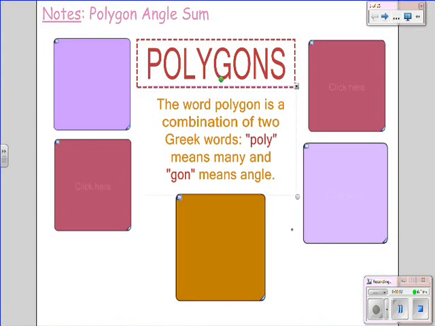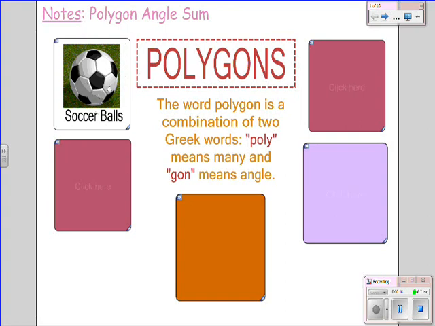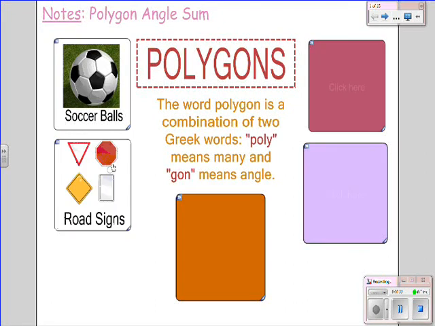In this video, we'll be looking at polygons and their interiors. The word polygon is a combination of two Greek words, poly, which means many, and gon, which means angle, so many angles. Some examples of polygons that we see everywhere are soccer balls. The pentagon and the hexagons that make them up would form polygons.